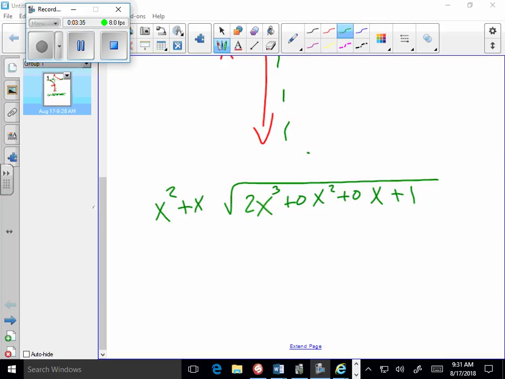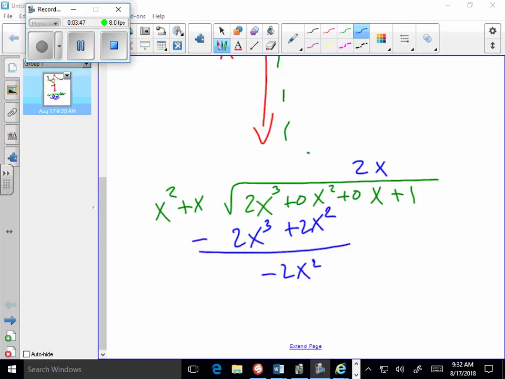So what do I multiply this by to make that? How about a 2x? 2x to the third plus 2x squared. And I subtract, I get negative 2x squared. What do I multiply this by to make it be this? I get a negative 2. So Grant, I'm going to stop right here and say that's my slant asymptote because all the rest is going to be remainder. I just need the equation of the line.